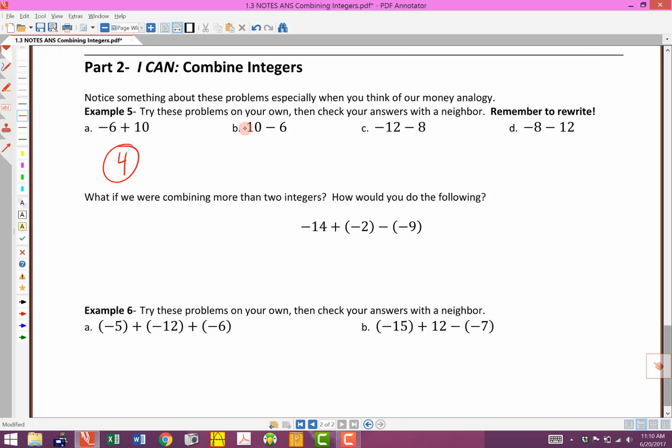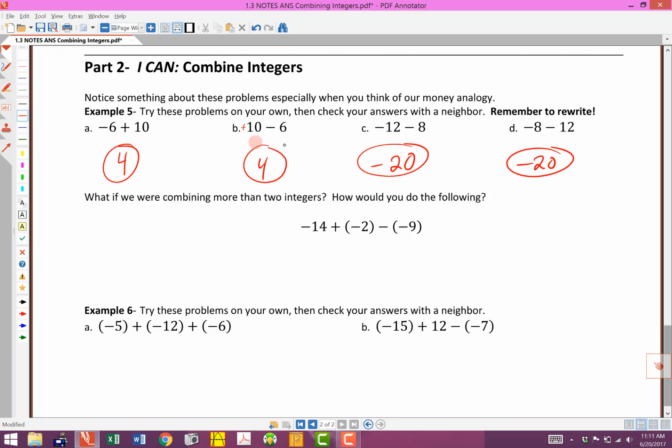This one here is positive 10 minus 6. We know what the answer is; it's 4. You can do that from elementary school. But again, different signs, we find the difference. The difference is 4. The bigger one is positive, so the answer is positive 4. This one right here has the same sign, so we find the sum. We add those two numbers together and get 20. Keep the same sign all the way through. And then here we've got the same sign, so we find the sum. 8 plus 12 is 20. Keep the same sign all the way through, so that's going to be negative 20.